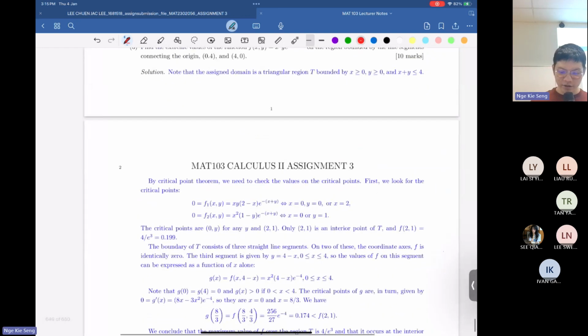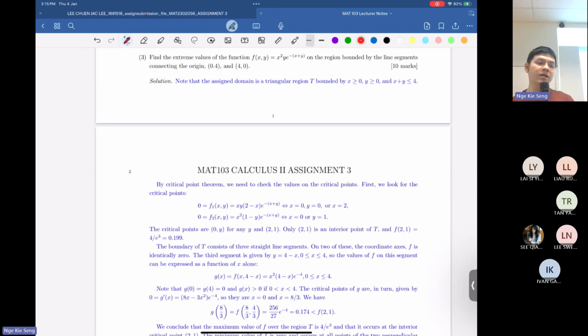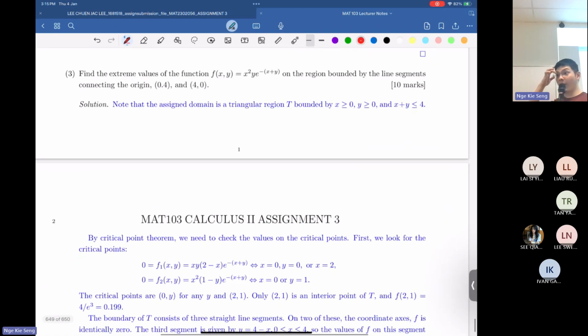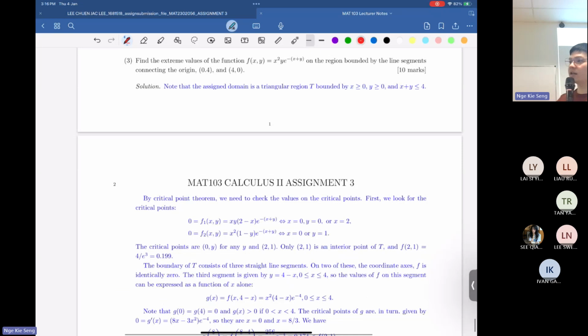Okay. Question 3 is quite straightforward. You just need to check the stationary points. There's no singular point here because this function is differentiable. And then check the boundary points, right? And then you compare which one is the maximum, which one is the minimum. And maybe one point I want to comment here is the question asks you to find absolute values, not just points. Okay, don't just give points. You need to give values. You need to evaluate the points. Okay?